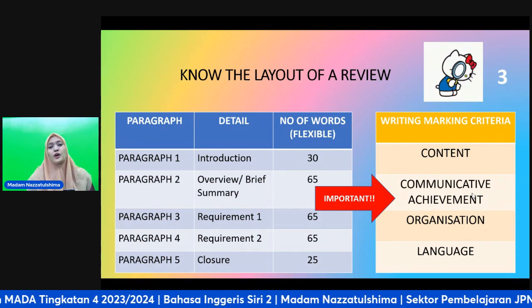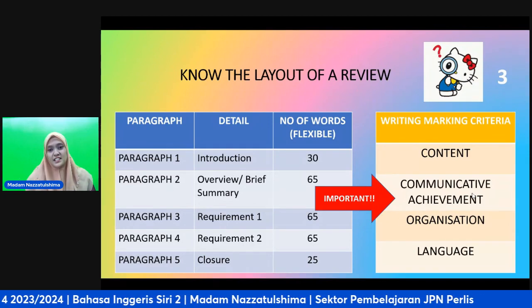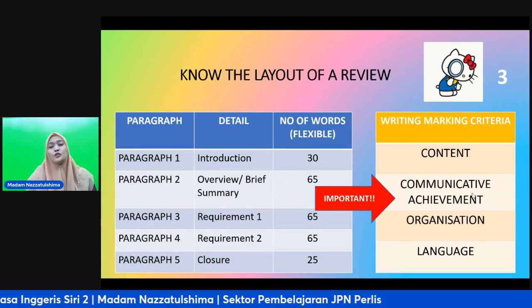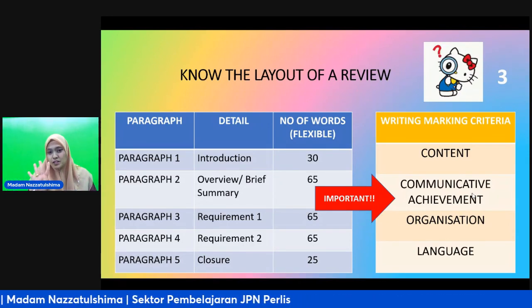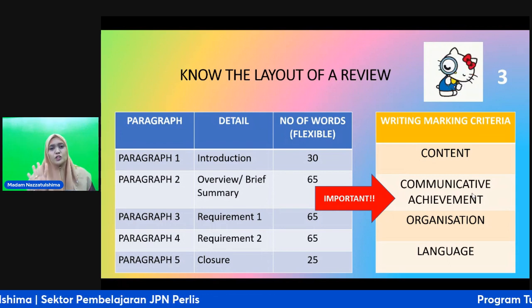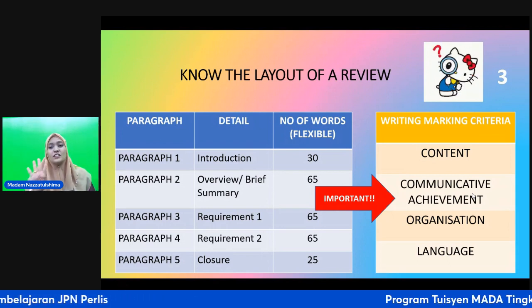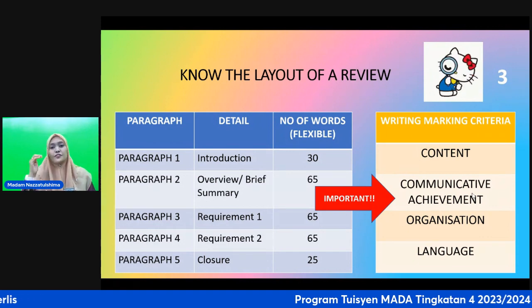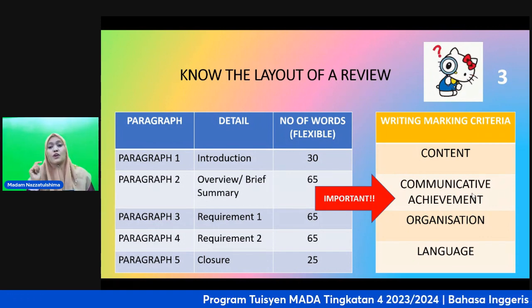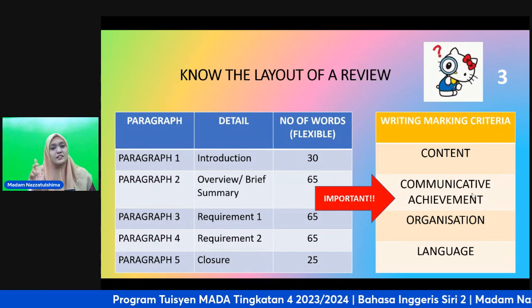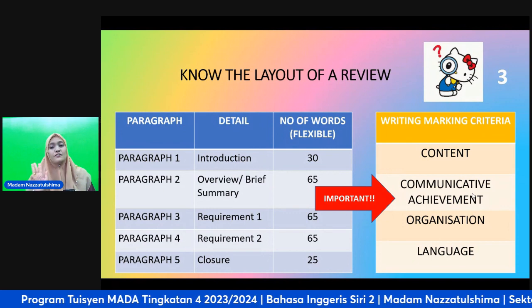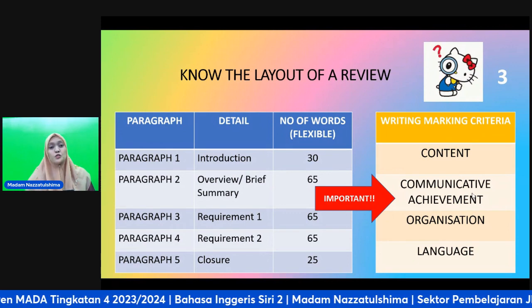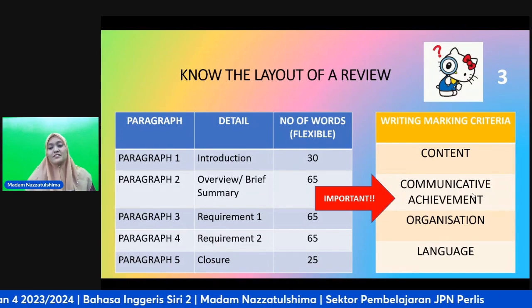So when you write your essay, writing a review, there are 4 elements that are very important because you are going to be assessed on these 4 types of element. The first one is content. The second one is communicative achievement. The third one is organization. The fourth one is language. I'm sure you all know about this already.